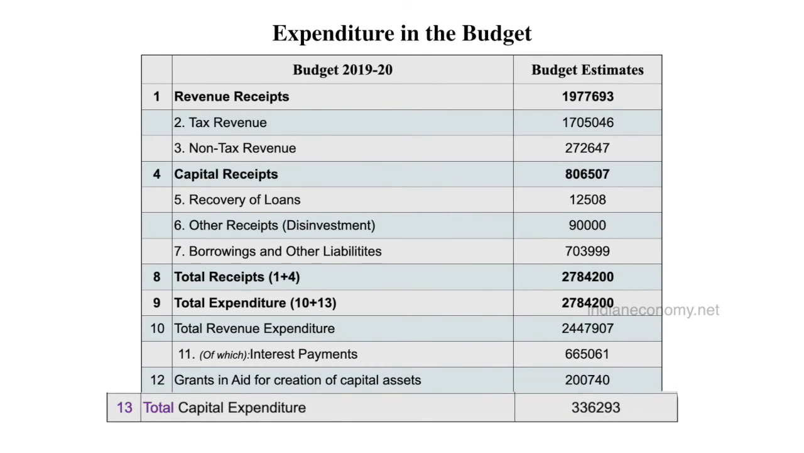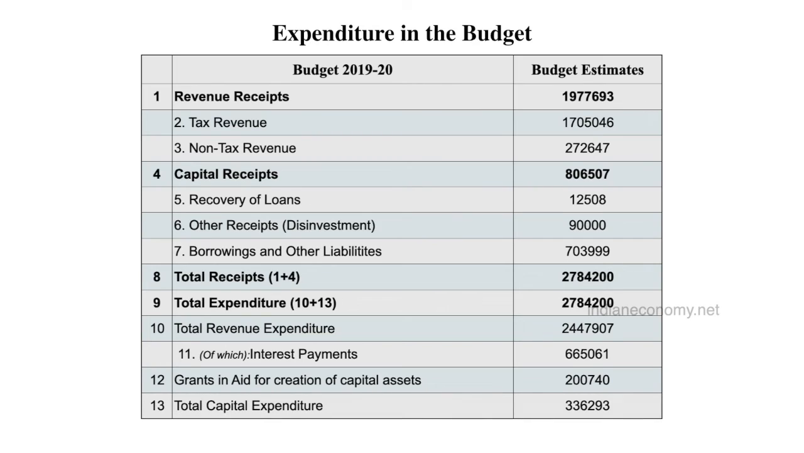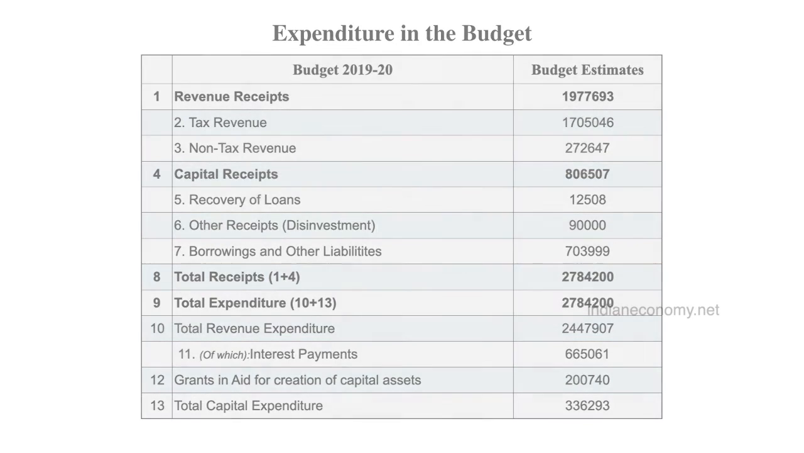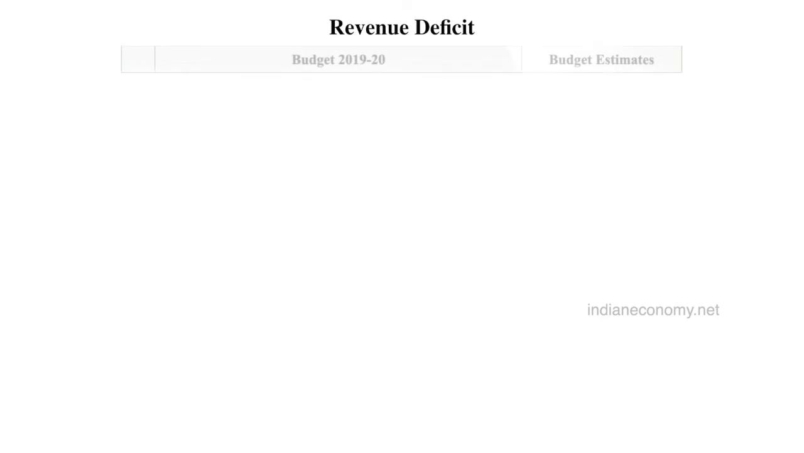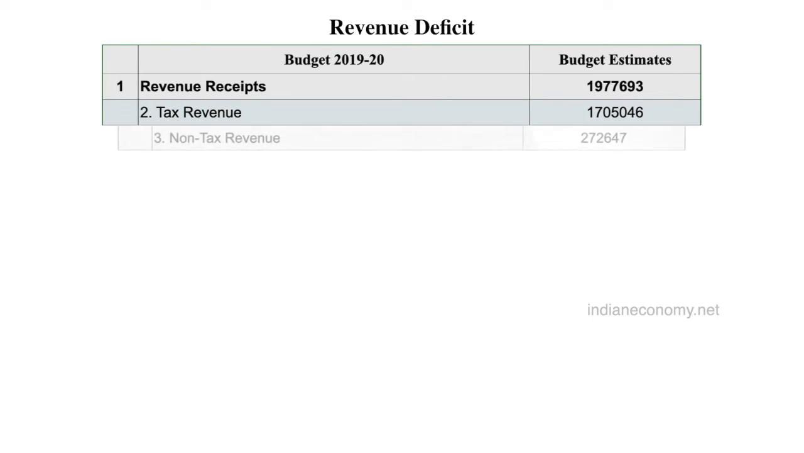Capital expenditure for the 2019 budget is around 3,36,293 crore rupees. You can see its size. It is very small. It is just around 12% of the government's total expenditure. We saw that the other component, revenue expenditure, is around 88% of the total. Capital expenditure is used to finance productive purposes, so its small size is a demerit of the government's budget, and that is a trend as well. For the last so many years, capital expenditure remains small.